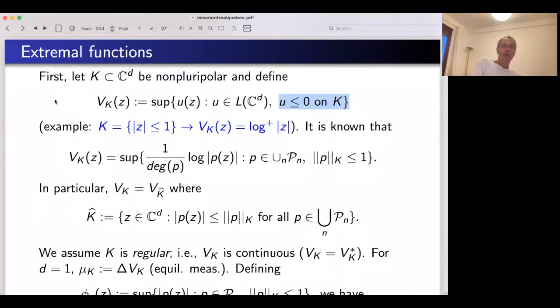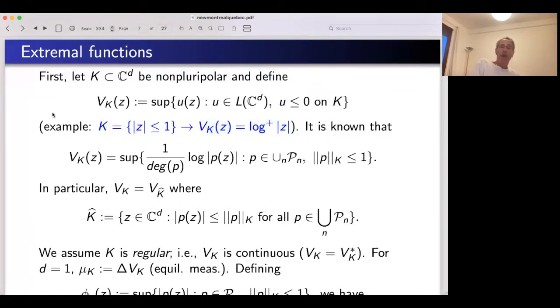And you've seen this in one variable. This is nothing more than the Green's function for the unbounded component of the complement of this compact set K in one variable. Okay, so a standard example is you take the unit disk or the unit circle. In several variables, you take the closed unit ball or the unit sphere. This extremal function is just the maximum of 0 and log mod z.